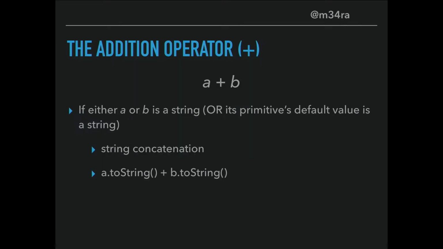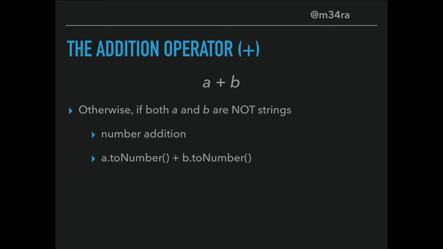So here we are now with a slightly modified version of our model. For the expression a plus b, if either a or b is a string, or its primitive's default value is a string, which is something we're going to learn about soon, we're going to do string concatenation, and if we need to coerce either of our operands to strings, we're just going to go ahead and do that. Otherwise, if both a and b are not strings, we're going to do number addition. And again, if we need to do coercion, we're going to go ahead and do it.